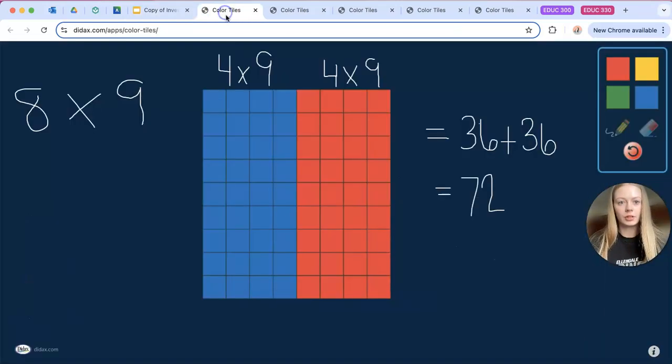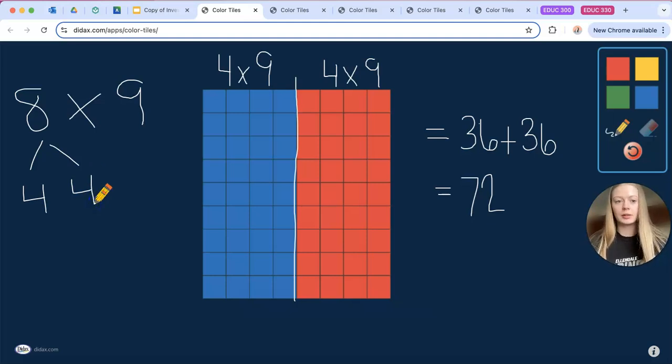Okay, so for question 1, for 8 times 9, I basically just divided this in half. And when you do that, you're left with 4 times 9 on both sides. I found this easier to break down because with 8, you can do 4 and 4, which I think are smaller numbers. I think they're easier to visualize as well.